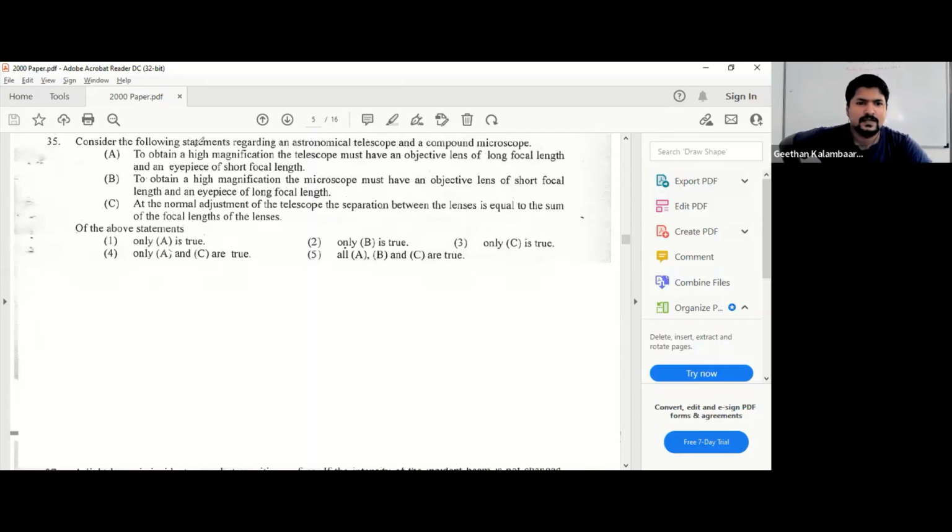They're asking us to consider the following statements regarding the astronomical telescope and compound microscope. To obtain a higher magnification, the telescope must have an objective lens of long focal length and an eyepiece of short focal length. So if you want to know how to draw these diagrams, let me draw.